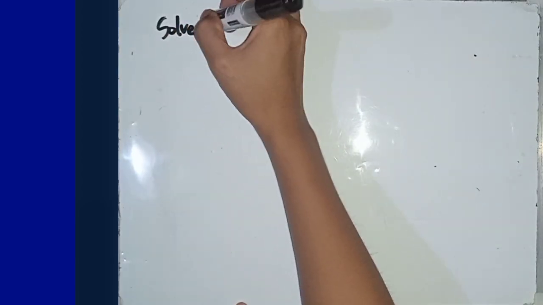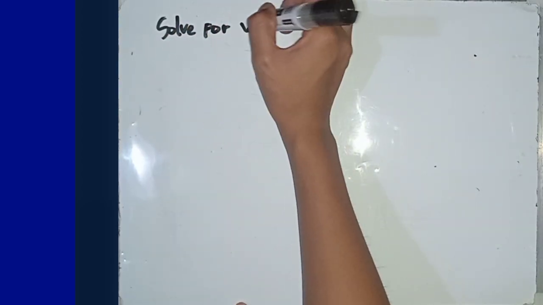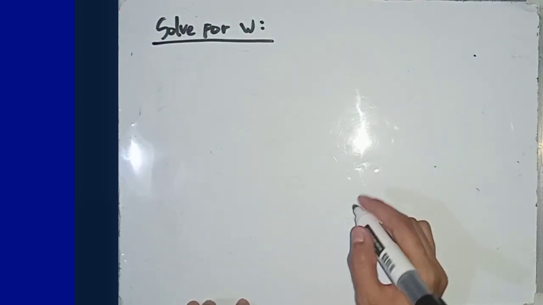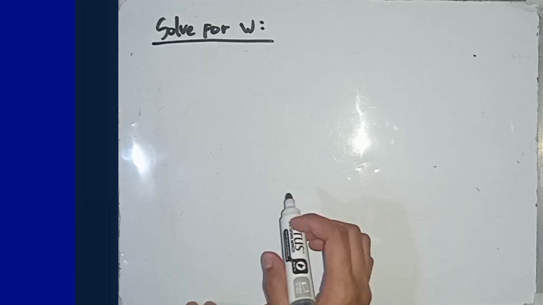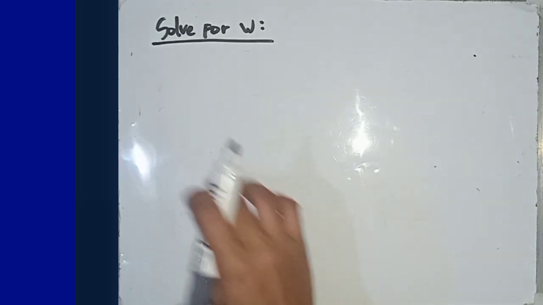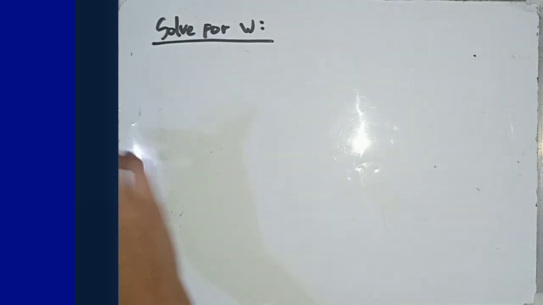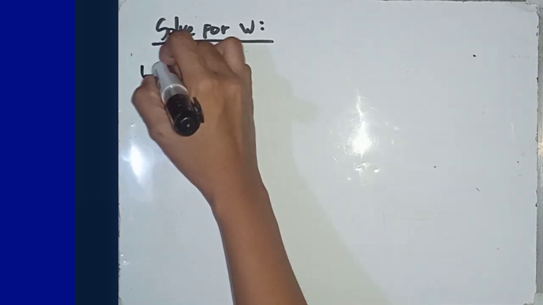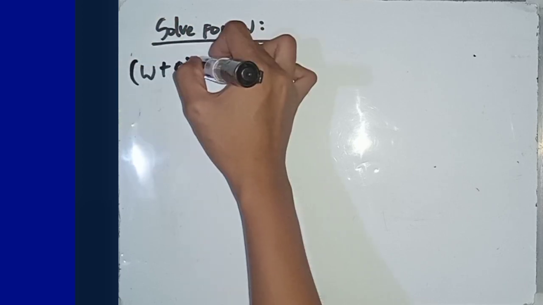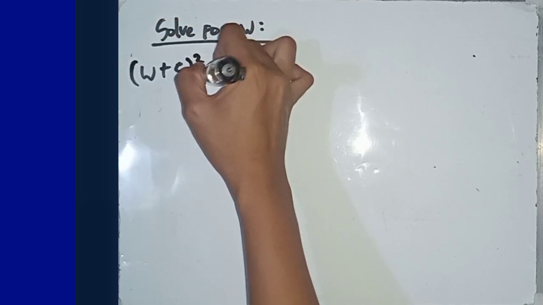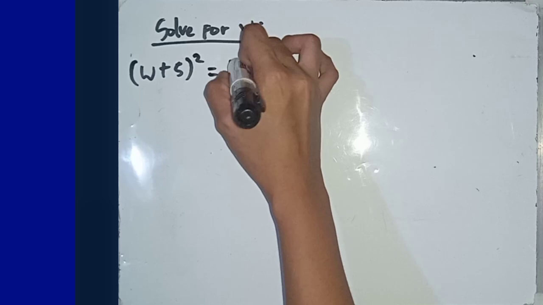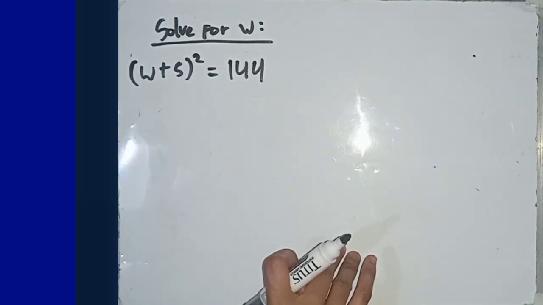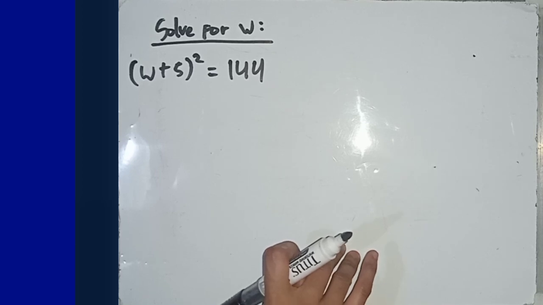Okay, so the first thing that we will be doing is to solve for W, or the width. So earlier we do have a given equation in the problem. So we do have the expression W plus 5 squared is equal to, so the total is 144. So the total area, that was the total area.